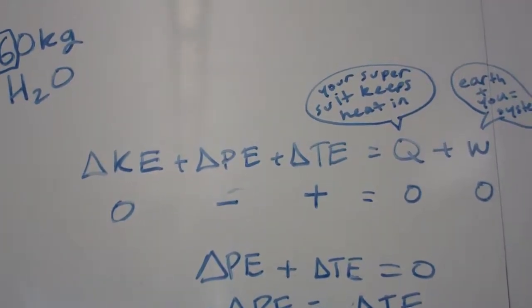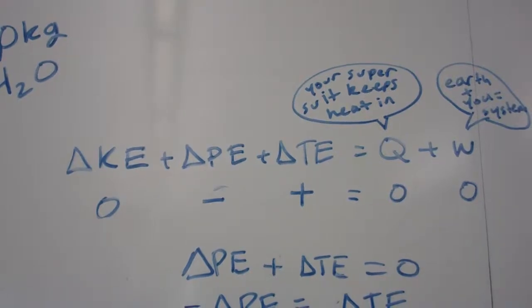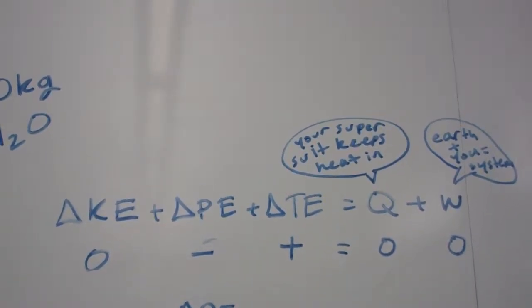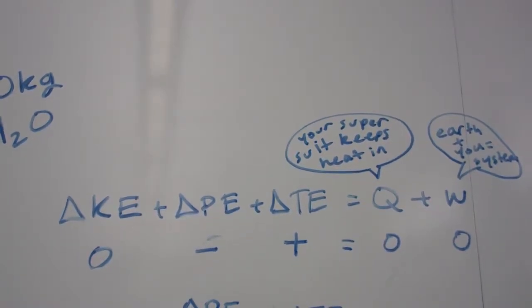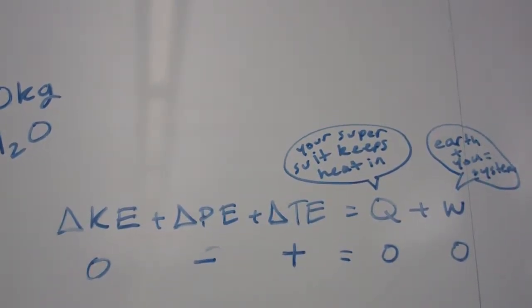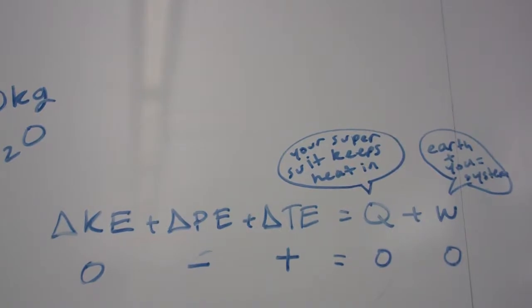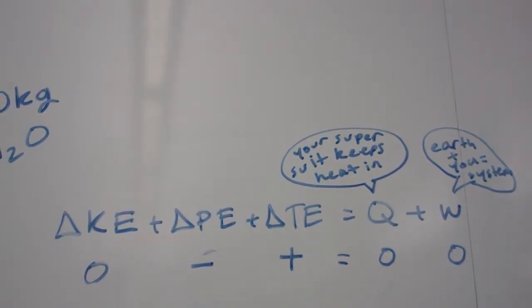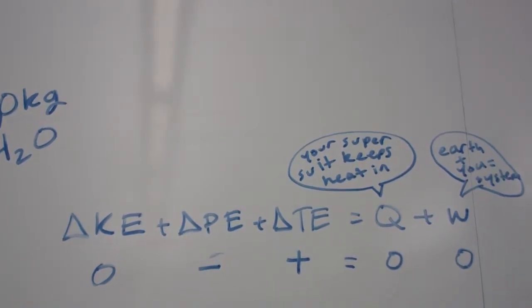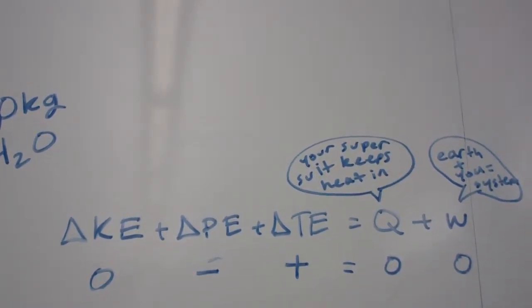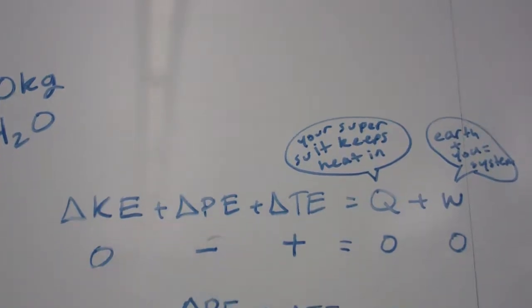All right, you do your conservation of energy equation, and you see that the change in kinetic energy plus delta PE plus delta TE is equal to Q plus W. Let's pretend that your suit keeps all the heat in, so the Q is 0, and if the Earth and you are the system, then work is 0, because nothing from the outside is causing it to fall, unless it was kicked by an alien, but that's not part of this.